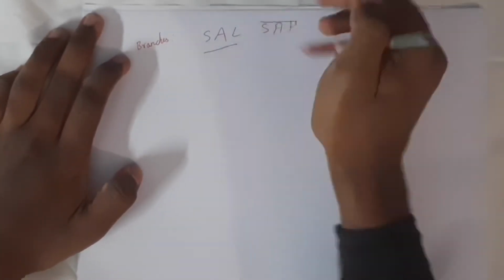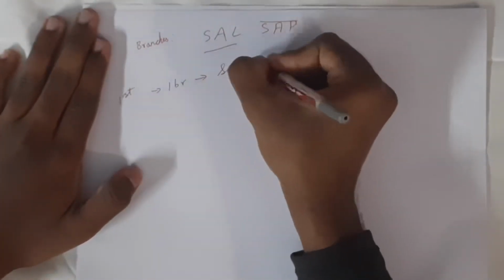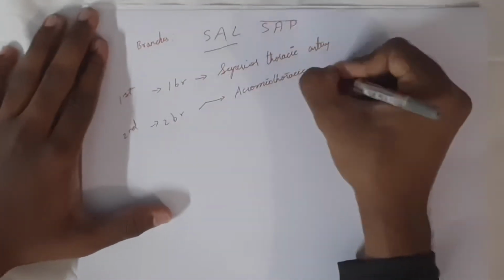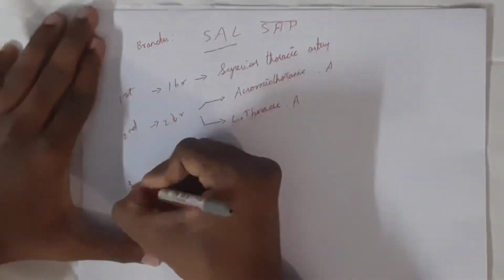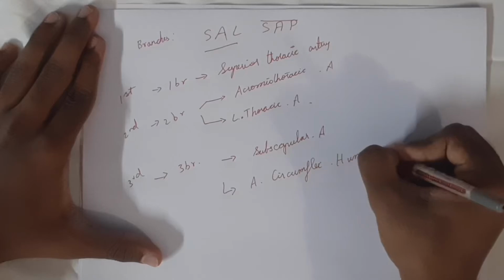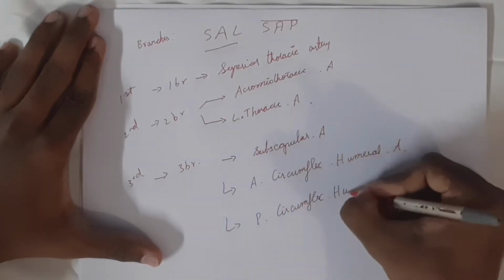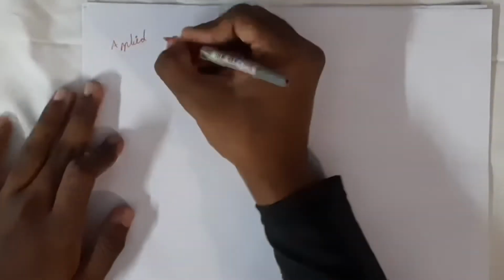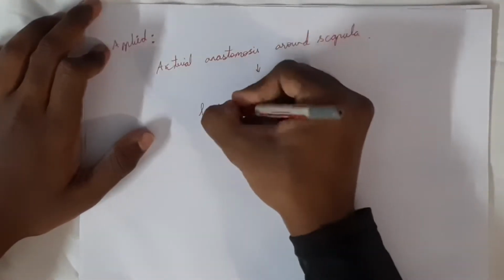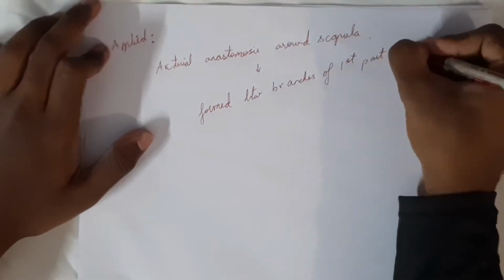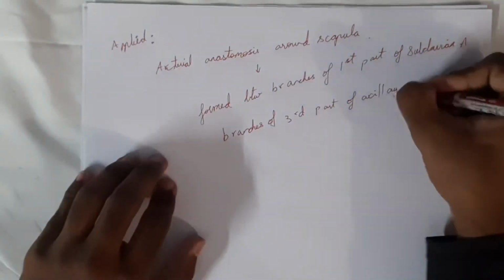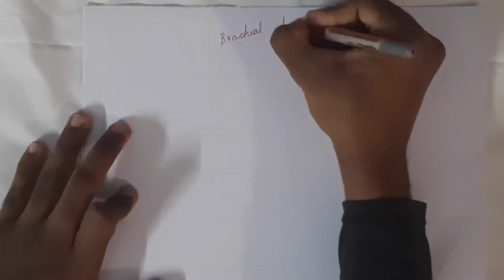And now the branches of the axillary artery. There is an easy acronym, that is SAL-SAP. First part gives one branch, superior thoracic artery. Second part gives two branches, acromiothoracic artery and lateral thoracic artery. And the third part gives three branches, the subscapular artery, anterior circumflex humeral artery, and the posterior circumflex humeral artery. And now we move on with the applied anatomy of axillary artery. Arterial anastomosis around scapula is formed between the branches of first part of subclavian artery and branches of third part of axillary artery.